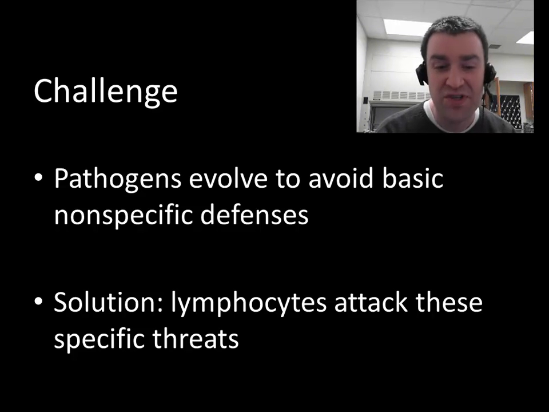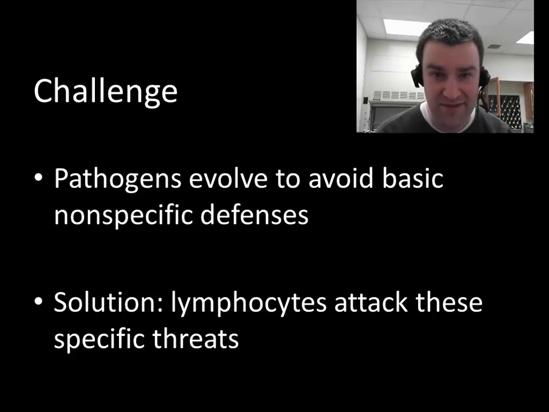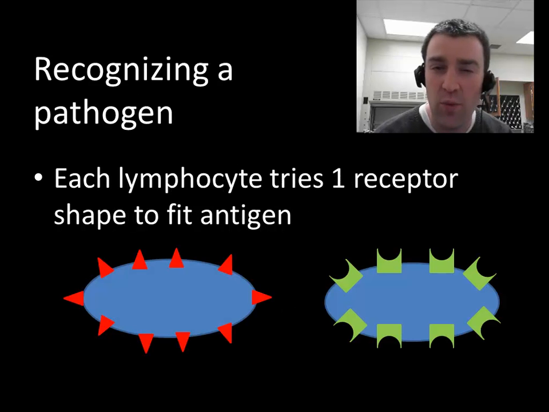So with these and other pathogens that can get around our non-specific defenses, we're going to have to mount a specific attack on those pathogens with lymphocytes, the other type of white blood cells that I briefly identified in part 1. For the lymphocytes to attack a specific pathogen, they're going to need to be able to recognize it specifically. So how do lymphocytes do that?